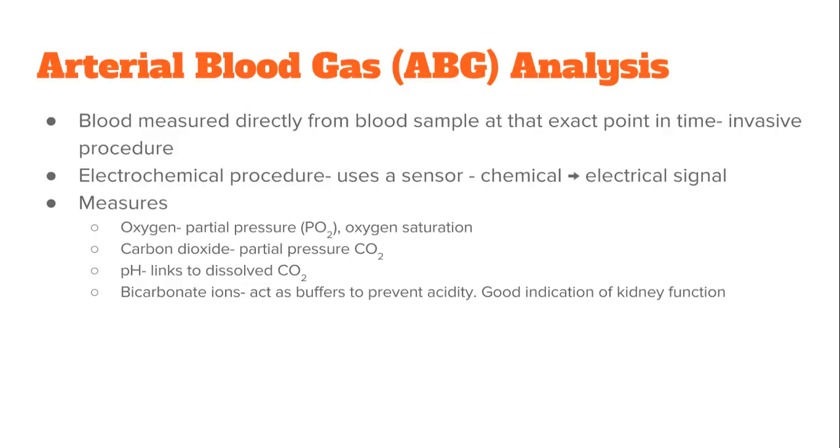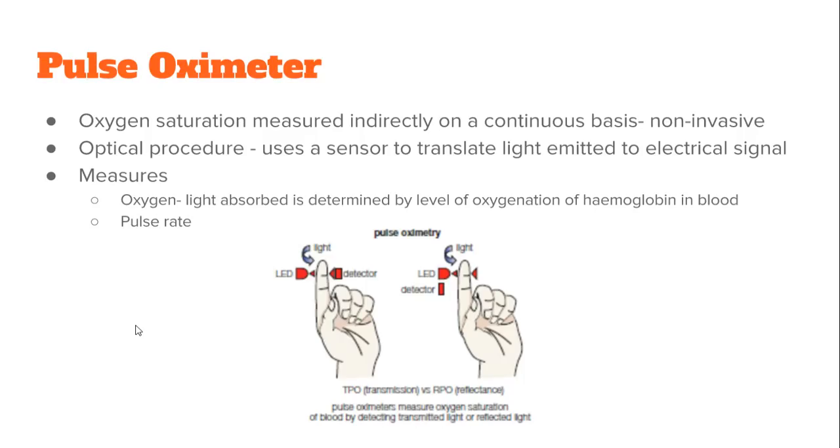Obviously, the ABG is a much more invasive procedure and will take a bit more time to get the readings, but it does measure a lot more of the chemical analysis of the body. But the pulse oximeter is non-invasive, it's quick. It can be done almost immediately as a person arrives at hospital. And I guess the good thing is that it's continuous, so we can measure the oxygen levels over time.